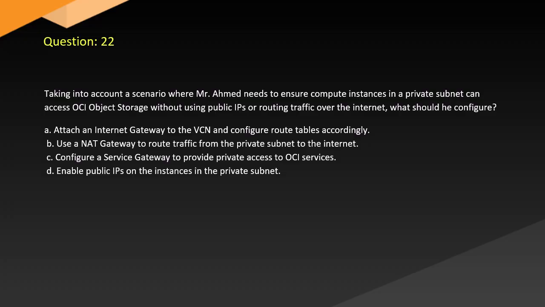Question 22. Taking into account a scenario where Ahmed needs to ensure compute instances in a private subnet can access OCI object storage without using public IPs or routing traffic over the internet, what should he configure? A. Attach an internet gateway to the VCN and configure route tables accordingly. B. Use a NAT gateway to route traffic from the private subnet to the internet. C. Configure a service gateway to provide private access to OCI services. D. Enable public IPs on the instances in the private subnet.